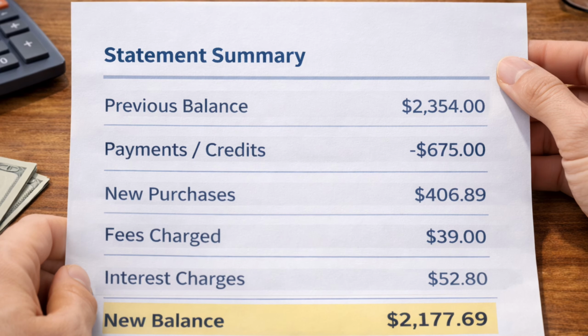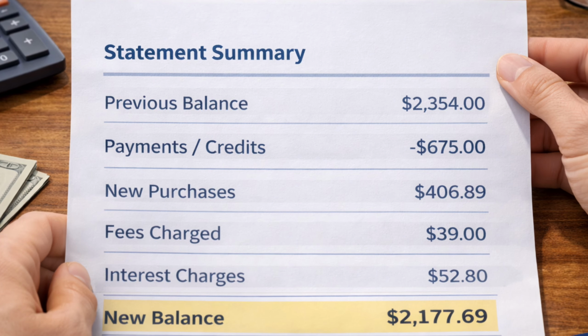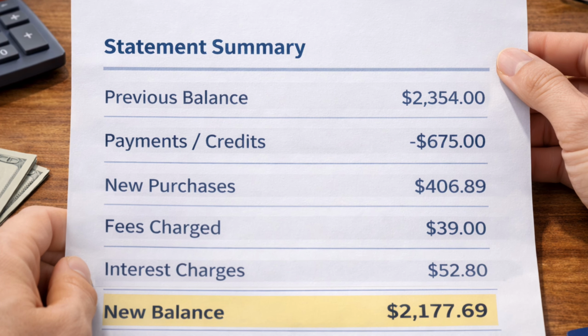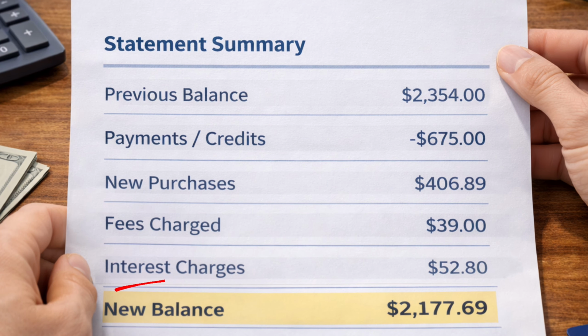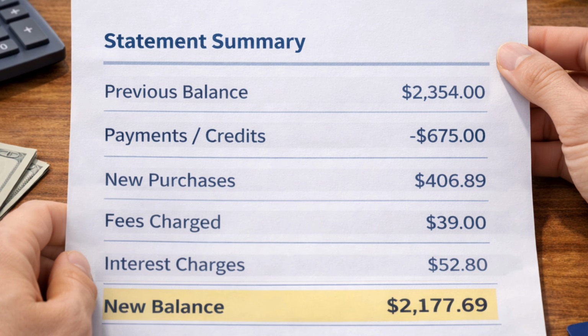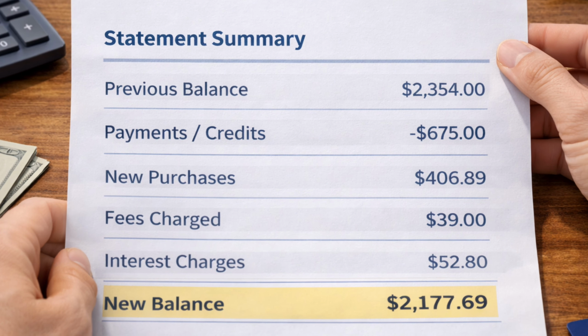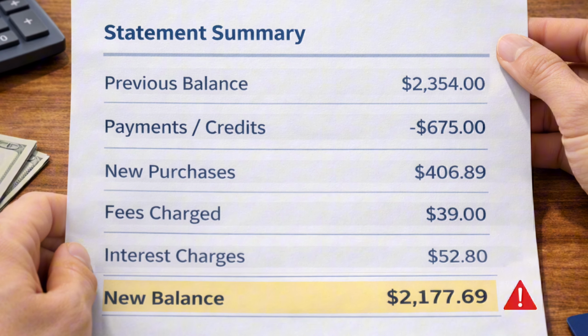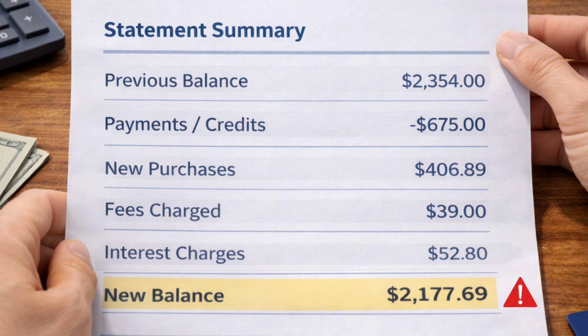Start with the statement summary section, usually at the top of the page. Here you will see the previous balance, payments made, new purchases, fees, interest charges, and the new balance. This section quickly tells the story of your account activity for the month. If the balance seems higher than expected, this is the first place to begin investigating.